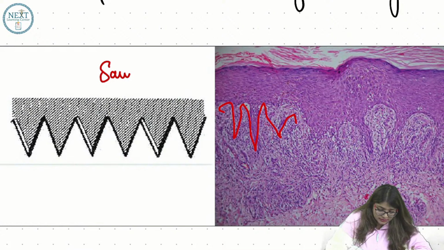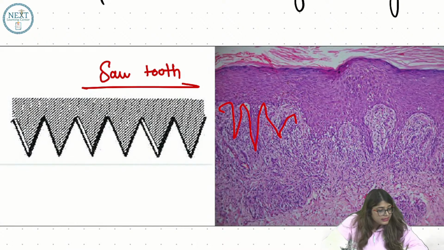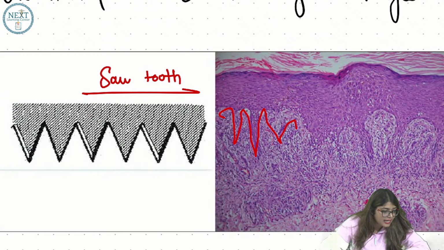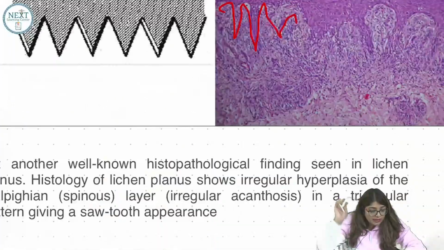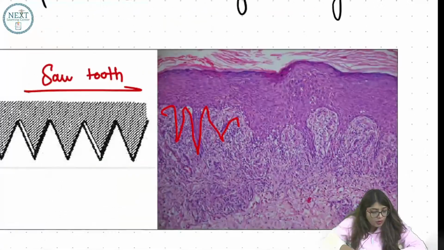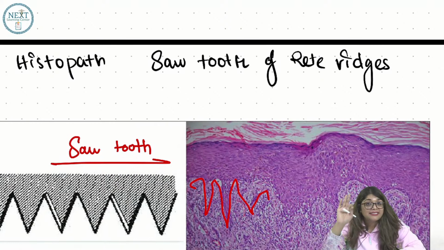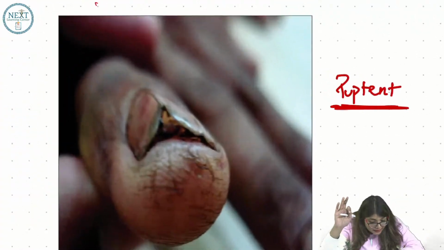Sawtooth acanthosis, right? It is seen in lichen planus, all right? Now, what are the images? Again, look at this. On histopath, you can see sawtooth acanthosis, pup tent sign.